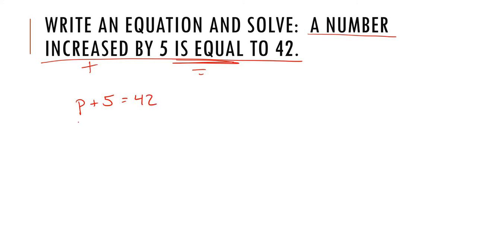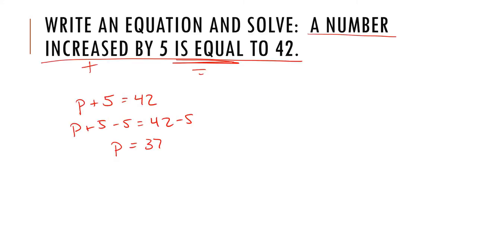How do I solve it? I'm going to subtract 5 from both sides to keep equivalent equations. And we're going to get P equals 37. Okay? That's all you have to do.